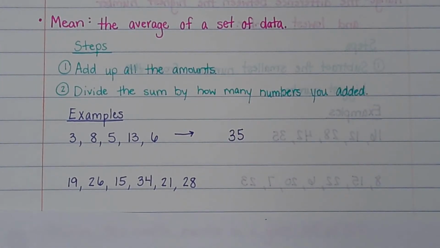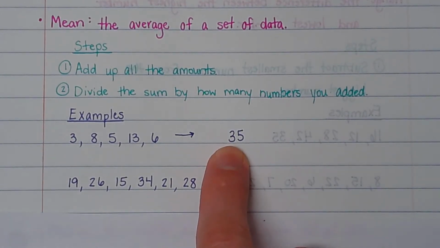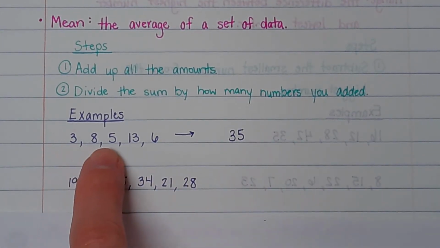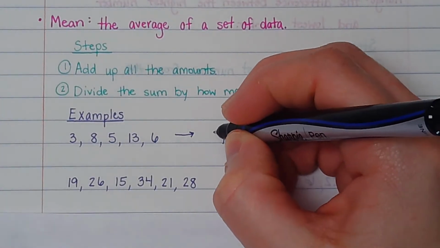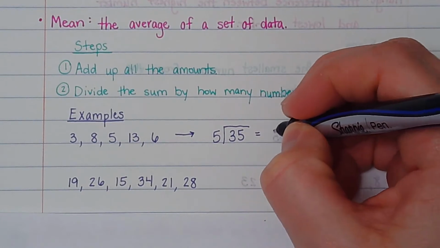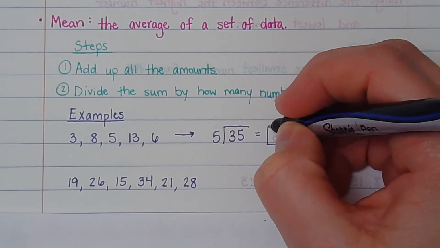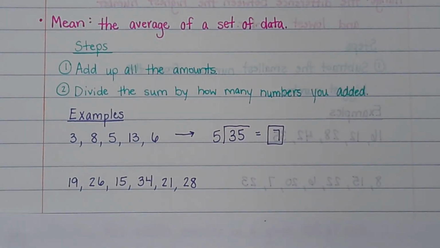And then the second step says divide the sum by how many numbers you added. Well, how many numbers did I add? I added 1, 2, 3, 4, 5. So I'm going to divide by 5, and we know that that's going to equal 7. Okay, so the average number for this list of numbers is 7, okay, which makes sense. You've got numbers from 13 to 3, so kind of right in the middle of all that would be 7.